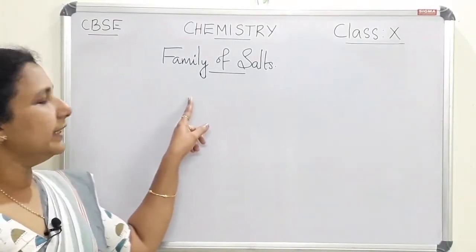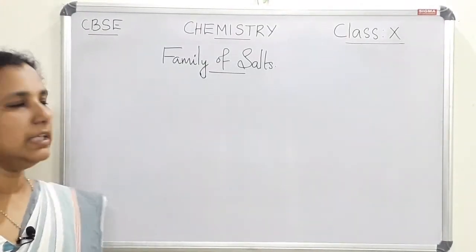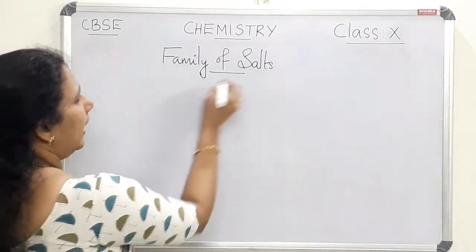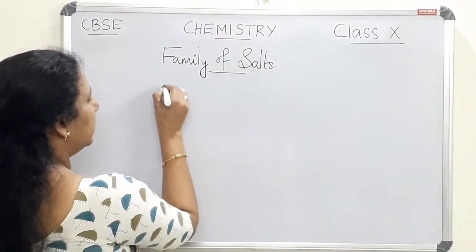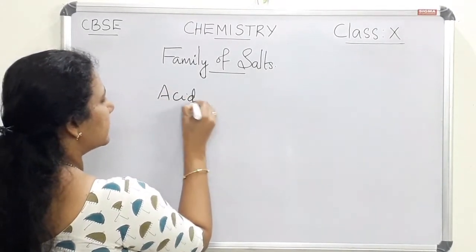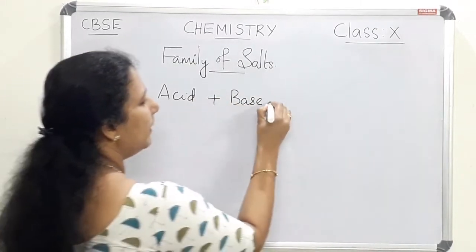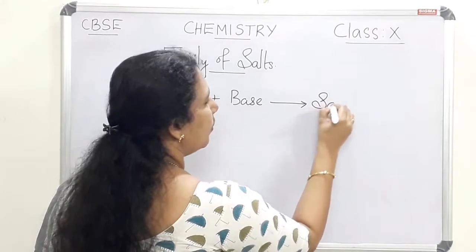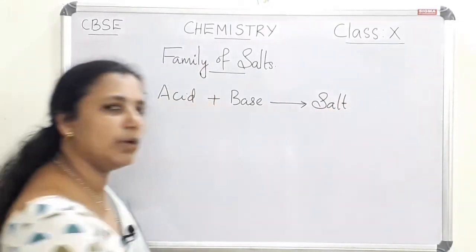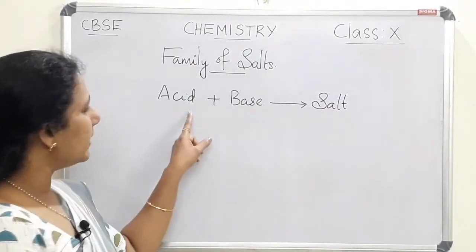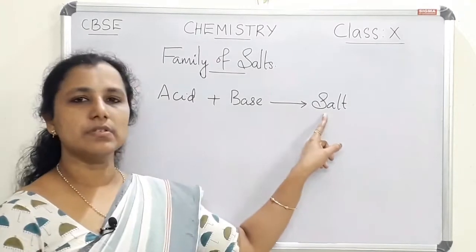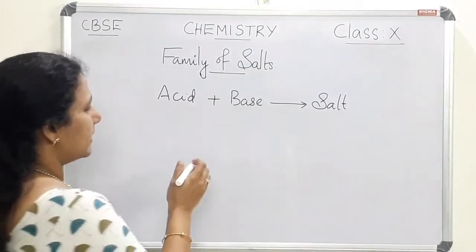Now we are going to identify different families of salts. Salts are formed by the reaction between an acid and a base. We know that an acid reacts with a base to produce salt and water. Water is the byproduct in this case. Let us take some examples.